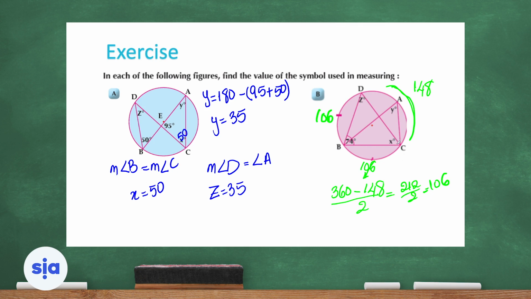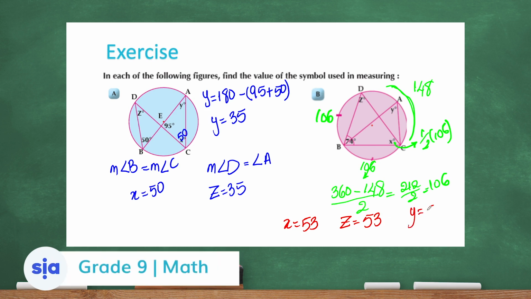So angle X is half this arc. So X equals 53 and Z equals 53. How about Y? As you can see that Y is an inscribed angle subtended from the same arc BC, so it's also half BC, which is half the 106, which is 53.